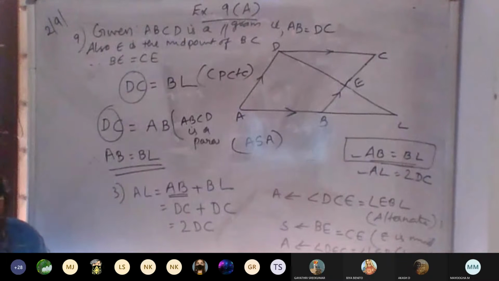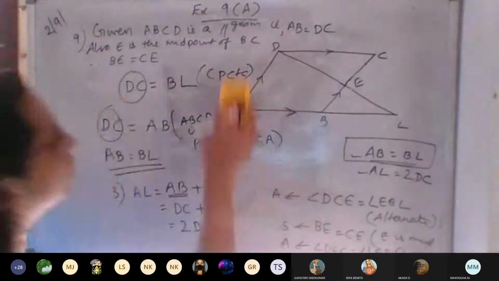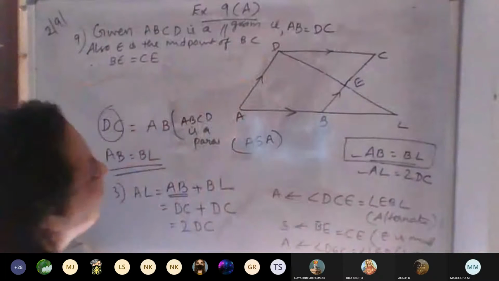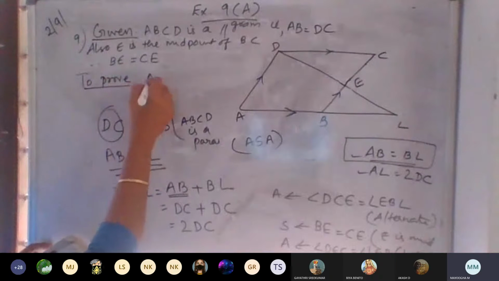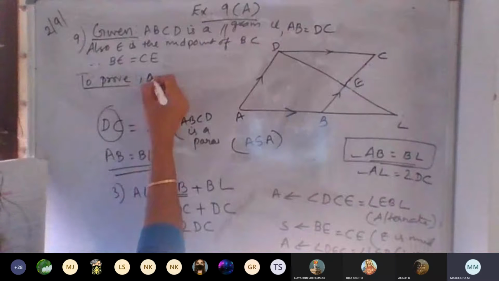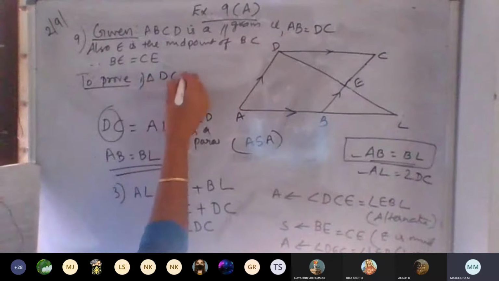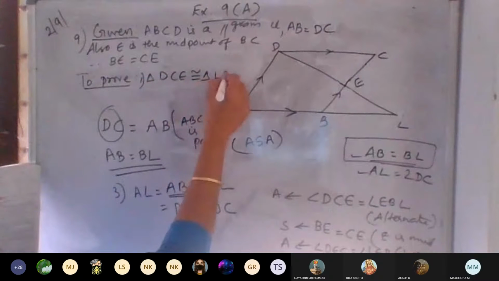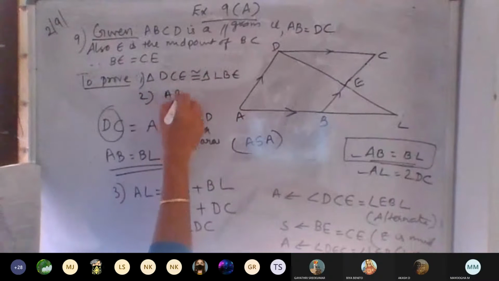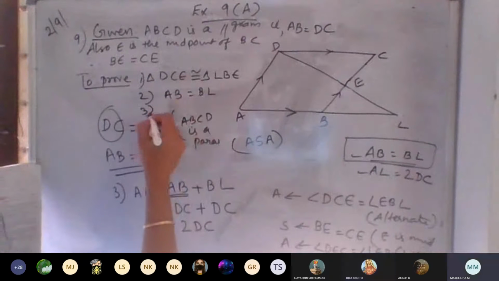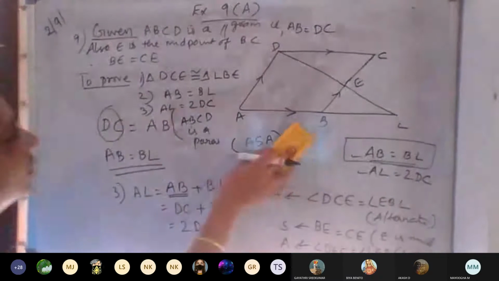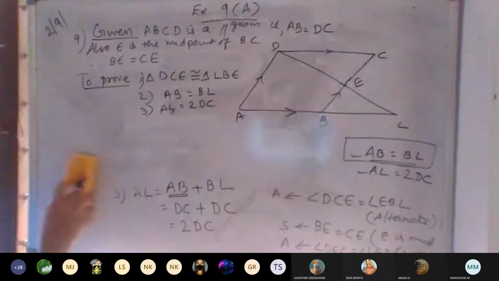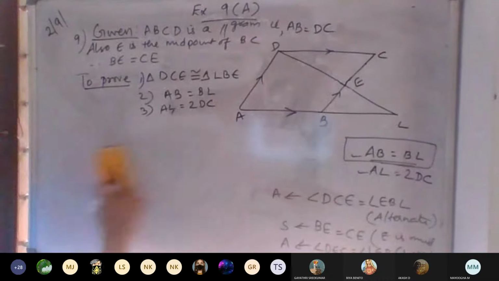The next, what do we want to write? To prove. What do we have to prove? To prove: first, triangle DCE is congruent to triangle LBE. Next, AB is equal to BL. Third, AL is equal to 2DC. So that is three points. Then proof.